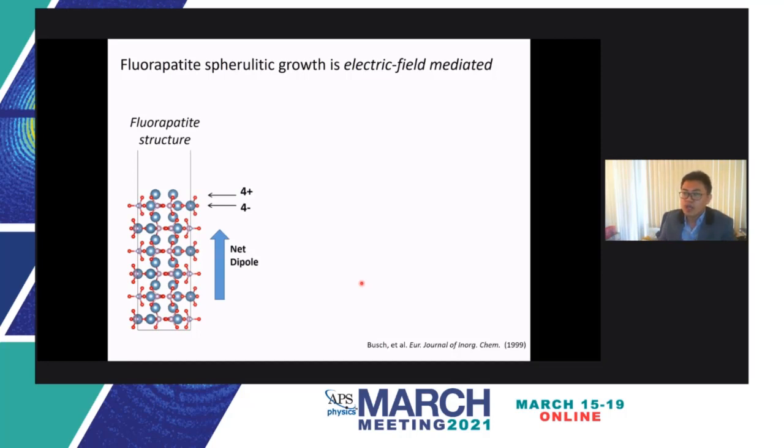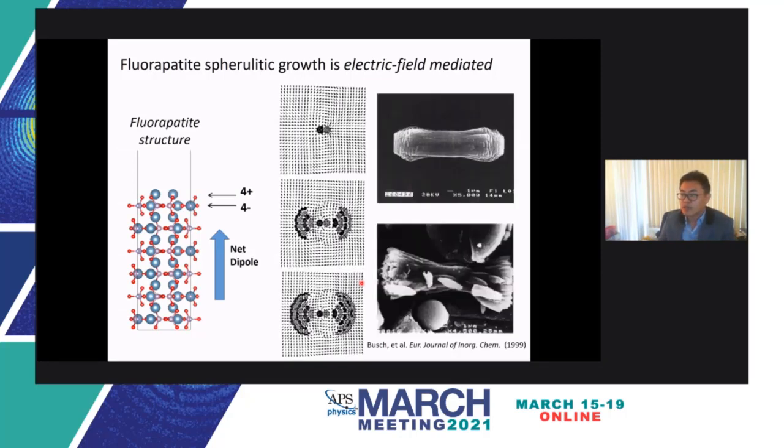And so when you have crystalline seeds of fluorapatite, like the hexagonal prisms I was showing earlier, it will actually form electric field lines in solution. And when you have growth, either ion by ion or primary particle growth, it'll grow along those electric field lines, which is what causes that dumbbell splitting and causes that spherulitic morphology.